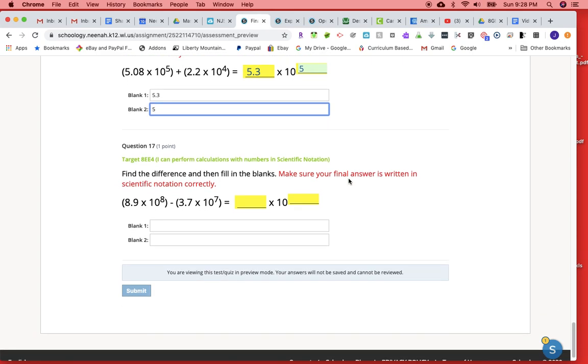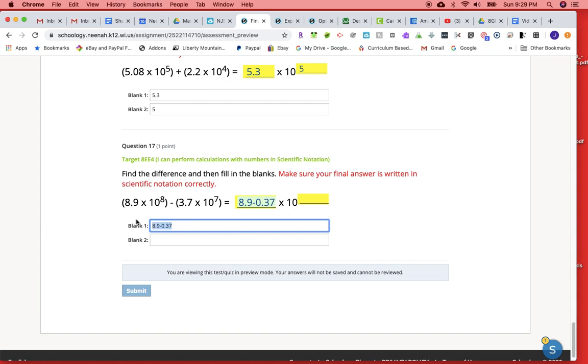And last question of our review, find the difference. So we're going to subtract. First thing we look for is that they have the same exponent, and they don't. So I'm going to move this one. I need to add one, so in LARS, if I need to add one, I need to move my decimal to the left. So I'm going to just get rid of this. I'm going to put 8.9 minus, and I move my decimal one place to the left, so it's going to be 0.37.